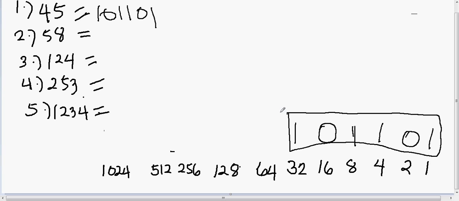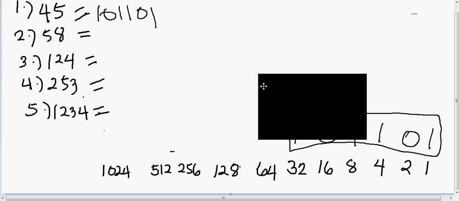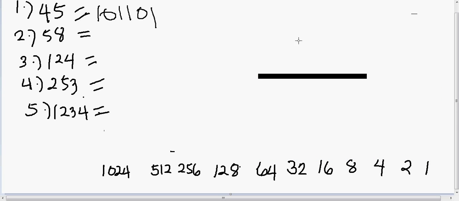Okay, let me just delete these numbers here. Okay, please give me a moment here. Just change it white. Okay, I will just delete this, remove this one.